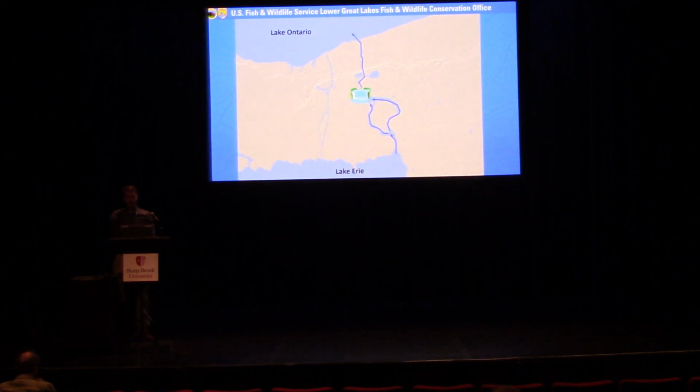So the Niagara River flows northwards from Lake Erie, splits around Grand Island, goes over Niagara Falls, and then out into Lake Ontario. And so we're really interested in the population below Niagara Falls. It's an impassable barrier. Technically, there is the Welland Canal to the west, but we don't think they're using it. That's a whole different discussion.